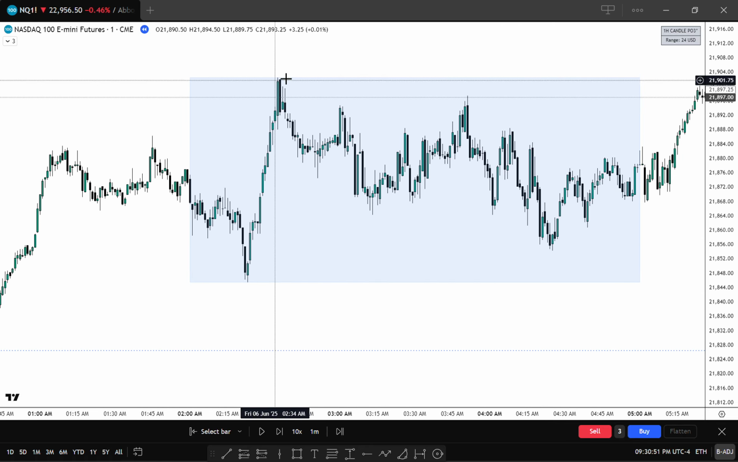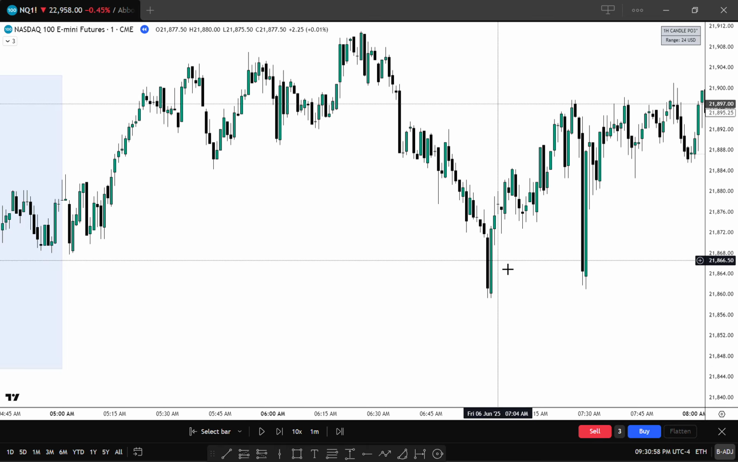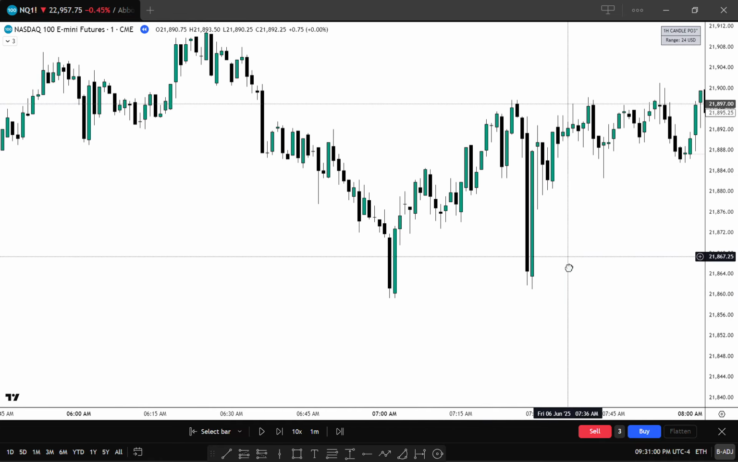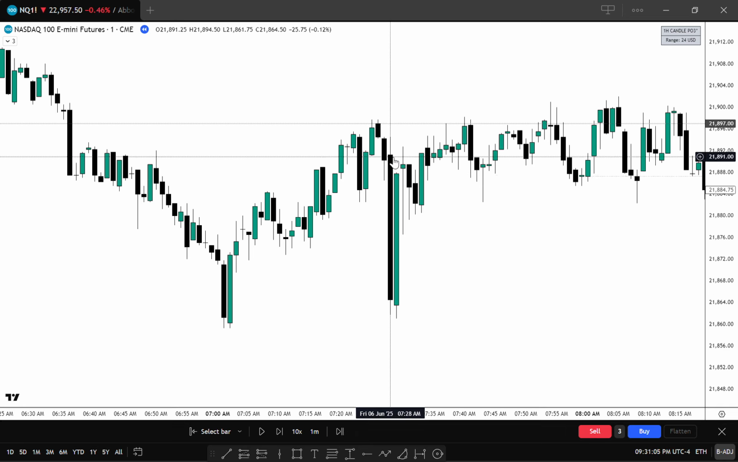Yeah, so right here we saw Asia range accumulation. We saw expansion after. We saw a little bit of a London range expansion here, and then a retrace into this inefficient price delivery here. And then here was really what I was looking at.